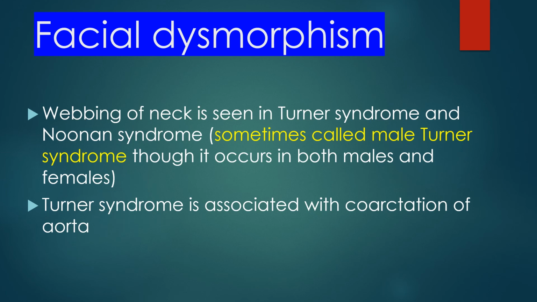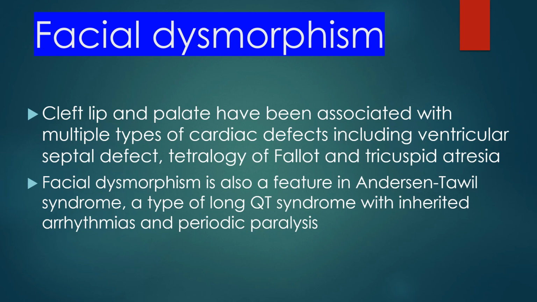Webbing of neck is seen in Turner syndrome and Noonan syndrome. Noonan syndrome is sometimes called male Turner syndrome, though it occurs in both males and females. Turner syndrome is associated with coarctation of aorta. Cleft lip and palate have been associated with multiple types of cardiac defects, including ventricular septal defect, tetralogy of Fallot, and tricuspid atresia. Facial dysmorphism is also a feature in Andersen-Tawil syndrome, a type of long QT syndrome with inherited arrhythmias and periodic paralysis.